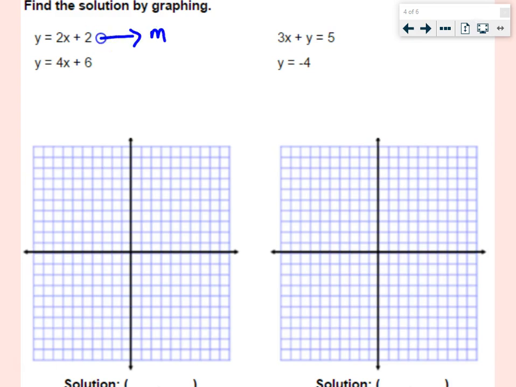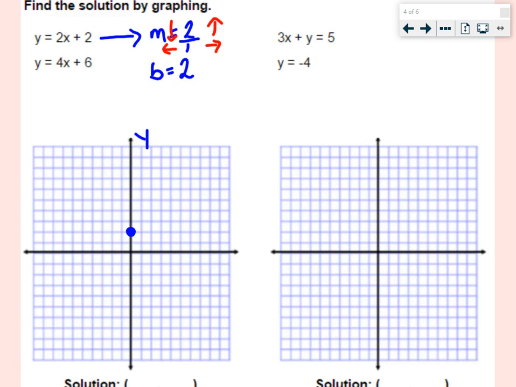For this line, we'll call this the blue line. Our slope is 2. Our y-intercept is 2. Remember, if we have a whole number as a slope, we can put it over 1. Start with your b on the y-axis. B is equal to 2, so we plot that point right there. Slope is 2 over 1. That means we can go up 2, right 1, or down 2, left 1.